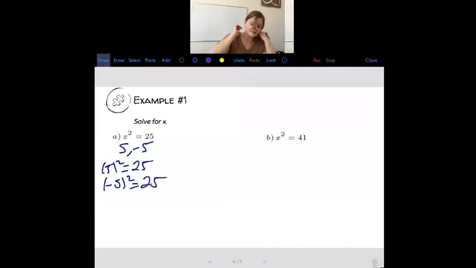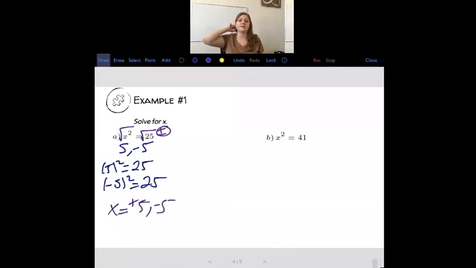If we were to solve this using the square root property, we would take the square root of both sides and make sure you include the plus or minus. We would have then x is equal to the square root of 25 is 5, and we'd have negative 5. Now the software doesn't have a plus or minus button, so you would need to write both answers, 5 and negative 5. Part B, x squared equals 41.